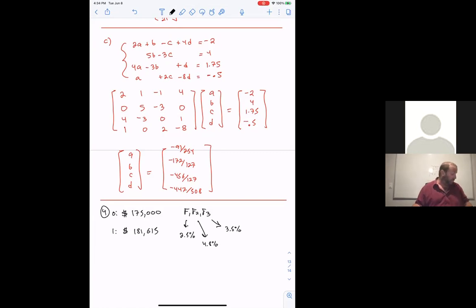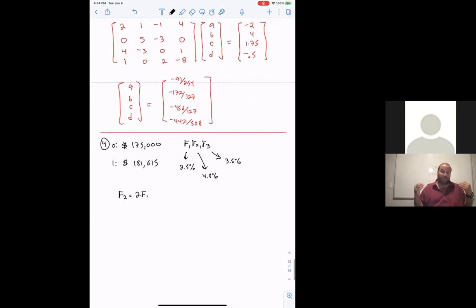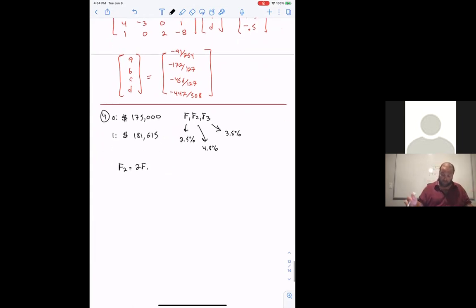Now, if Sonia invested twice as much money in F2 as in F1, so F2 is twice F1, calculate the amount that she invested in each fund. There are 3 unknowns, which means if we're going to use this matrix approach, we need 3 equations. One equation is that the amount invested in the first plus the second plus the third must be 175,000.